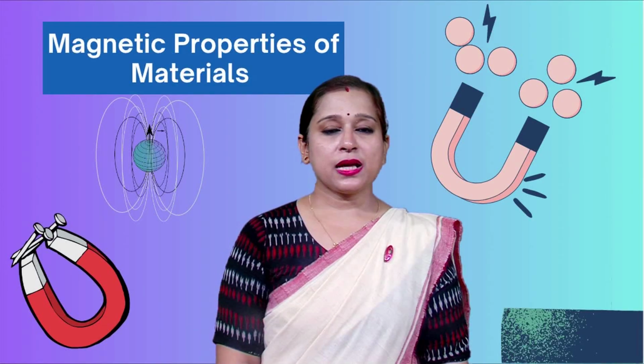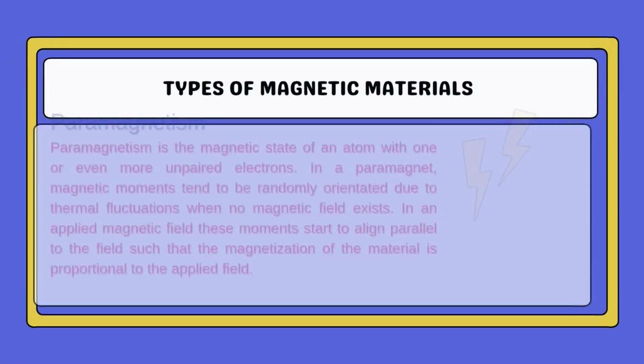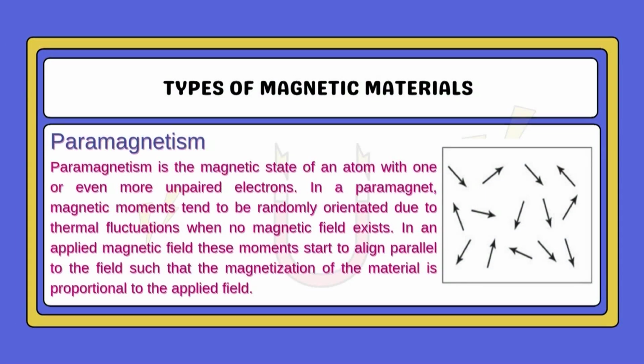Let us move to the next type of magnetic material, that is paramagnetic material. Paramagnetism is the magnetic state of an atom with one or even more unpaired electrons. In a paramagnet, magnetic moments tend to be randomly oriented due to thermal fluctuations when no magnetic field exists. In an applied magnetic field, these moments start to align parallel to the applied field such that the magnetization of the material is proportional to the applied field.